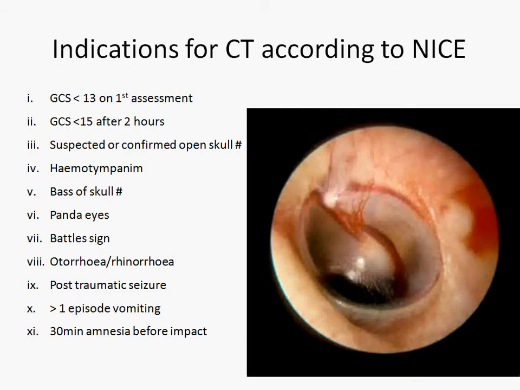So, you're in A&E, you have someone who's had a car accident, not been wearing a seatbelt, hit their head on the dashboard. You have a look inside the ear, and this is what you find. This here is a haematoma, and what you are seeing here is a level of blood behind the tympanic membrane, indicates a base of skull fracture. This patient gets a CT head.